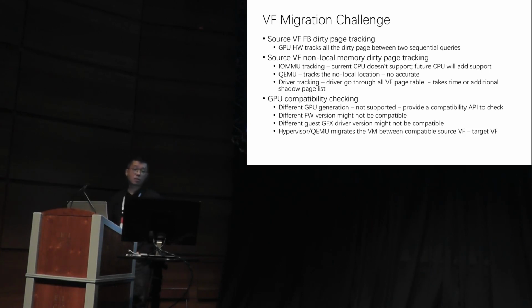Then there are non-local memory dirty pages. I think we talked about a lot of this. Normally, we have IOMMU tracking. I think the current CPU doesn't support this, and I'm not so sure about our next generation of CPU from AMD, like Rome. We are going to add those dirty page trackings for IOMMU. Later, you're going to see that we have a driver. We know what's dirty from the GPU that we are running on. And we also know there's some QEMU tracking. I think we talked about this, and I don't want to repeat it.